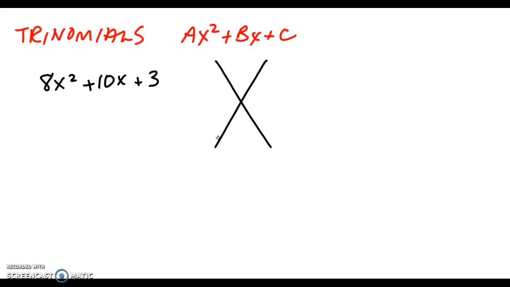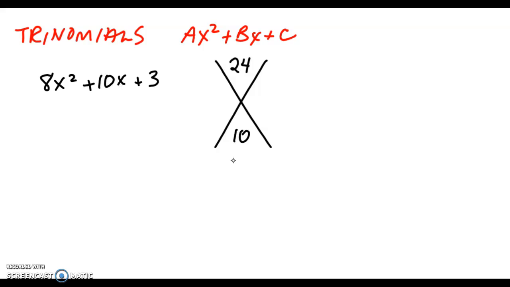So I like to draw the x. We're looking for what multiplies to a times c. When we talk about a, we mean the number in front of the x squared. C means the last constant term. So a times c in this case is 24. We're looking for 2 numbers that multiply to 24 and add to the b, the 10.